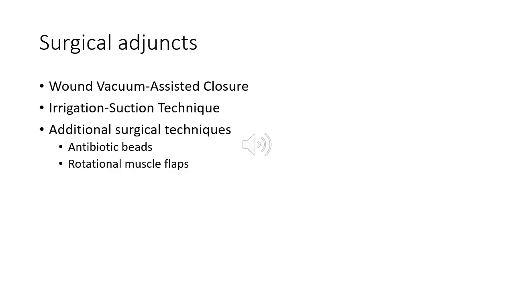Techniques and surgical adjuncts in the management of spinal infections after surgery include the use of a wound vac or wound vacuum assisted closure, an irrigation suction technique, and in additional cases, the use of antibiotic beads, which can deliver a significant local concentration of antibiotics to the area in the setting of both superficial and deep infection, and rotational muscle flaps if there's not adequate vascularized tissue coverage to ensure proper healing. If rotational muscle flaps are employed, consultation with a plastic surgeon is recommended.